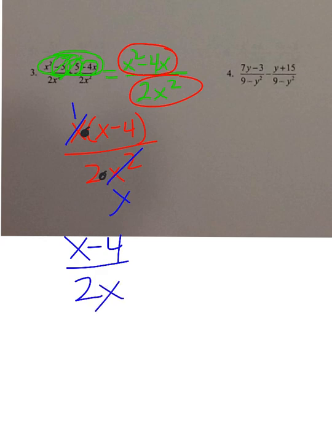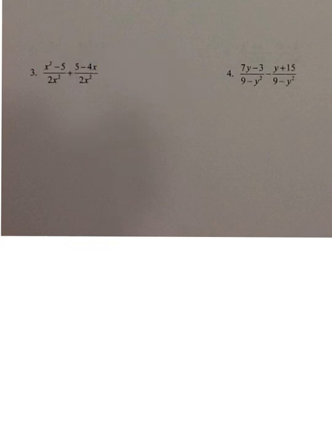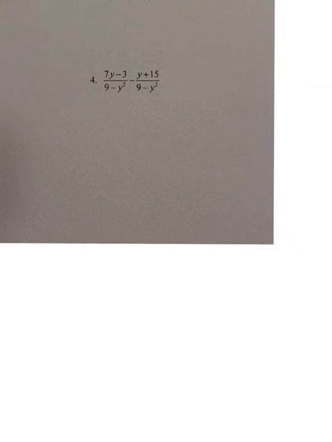Okay, so let's take a look at number 4. All right, so I noticed with number 4 that obviously my denominators are the same. The numerator starts with 9 minus y squared. But now what I need to do is I have to distribute this negative because I'm subtracting. So it's going to be minus y minus 15. Okay, so in the numerator we have 7y minus y is going to be 6y. And then negative 3 minus 15 is negative 18.